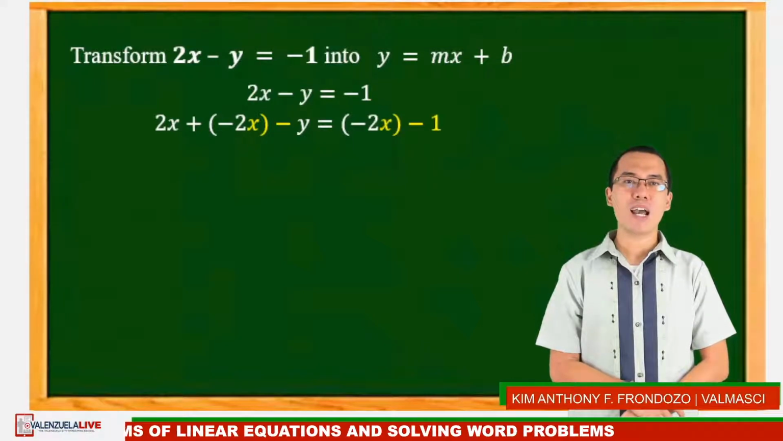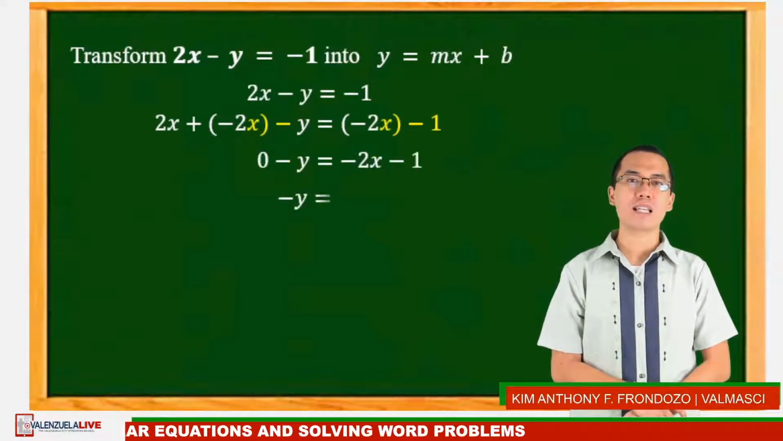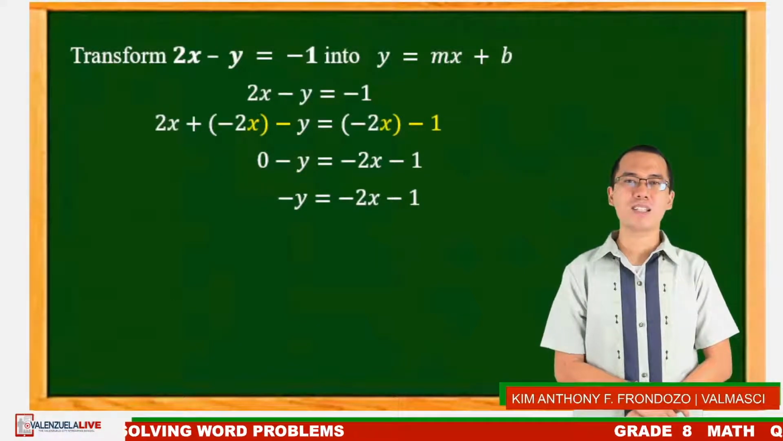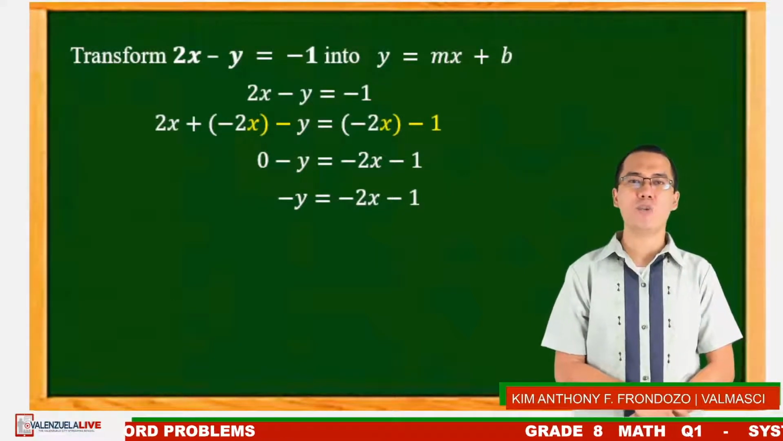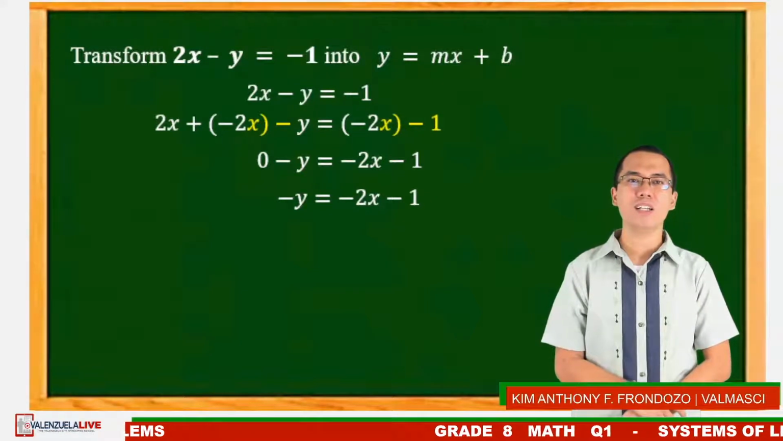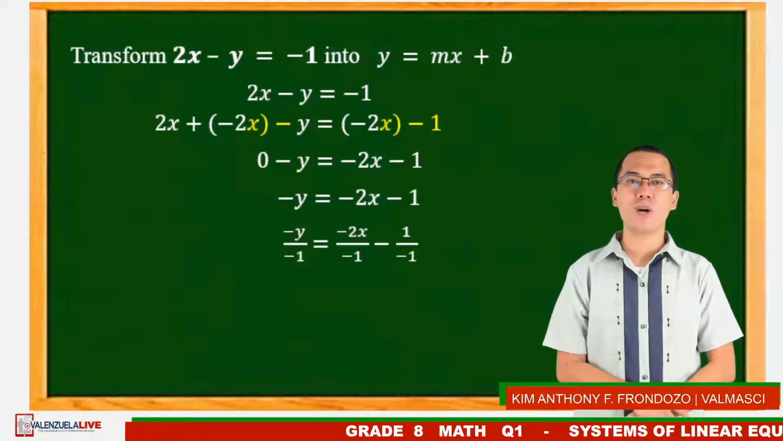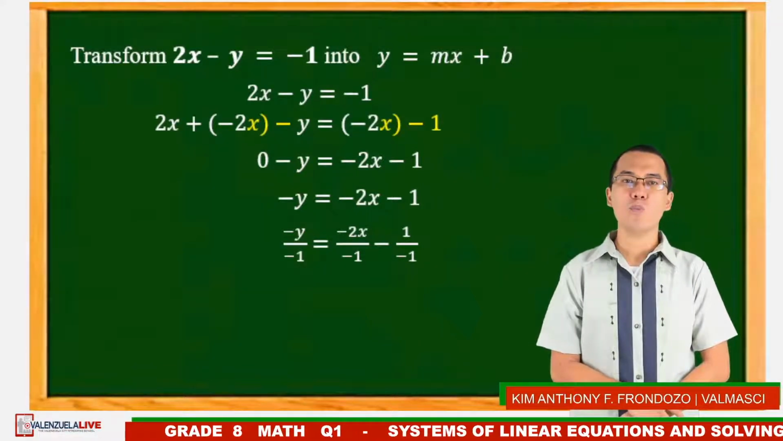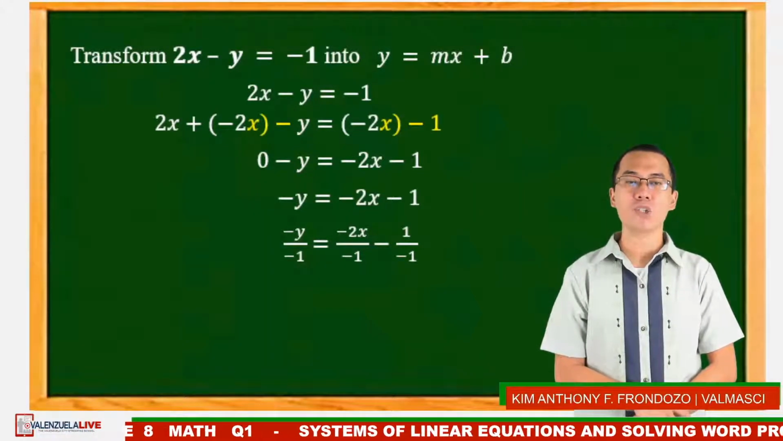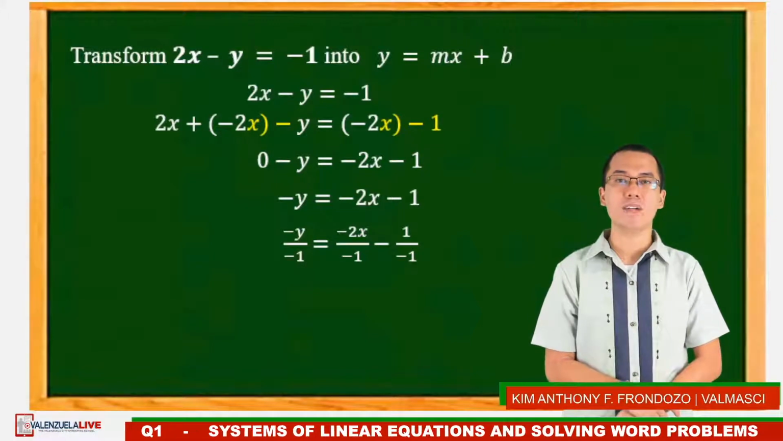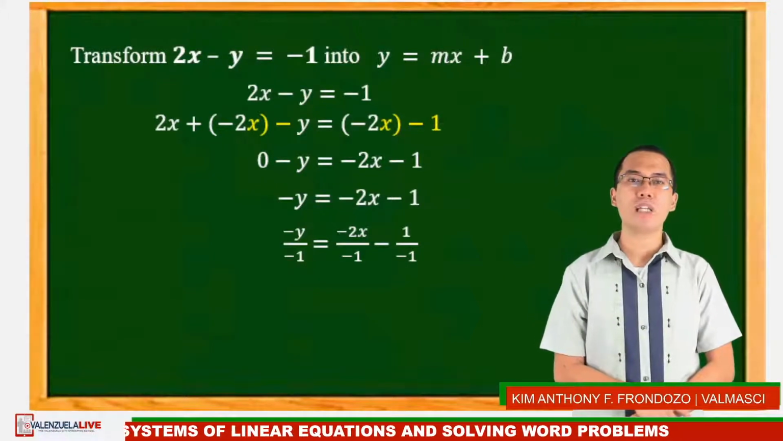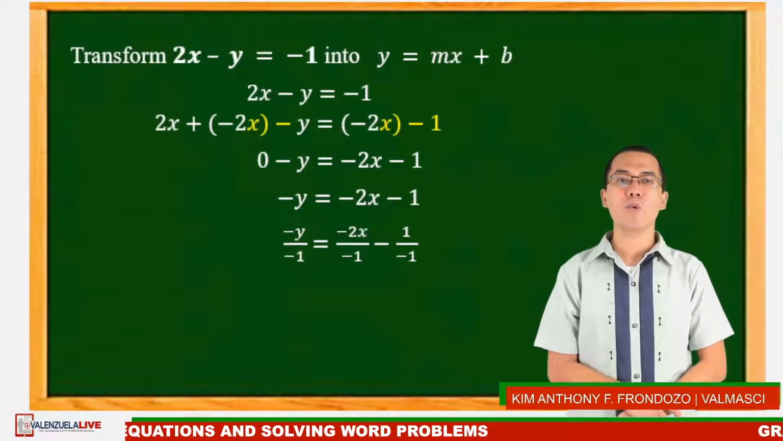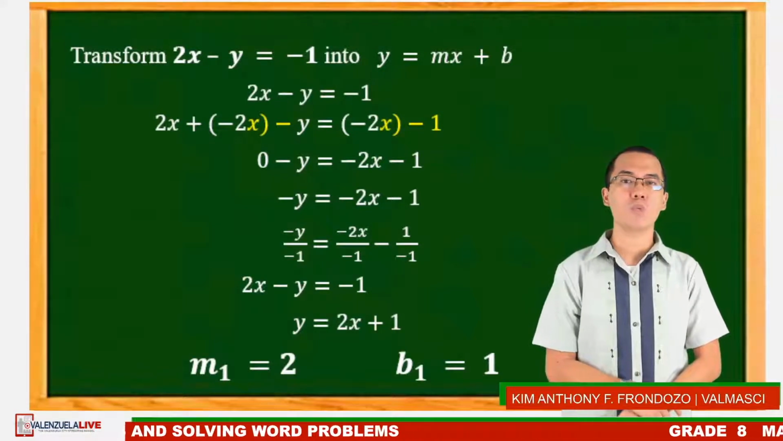Then adding both sides of the equation negative 2x, by addition property of equality, we'll have 2x plus negative 2x minus y equals negative 2x minus 1. So we'll have 0 minus y equals negative 2x minus 1. So we'll have negative y equals negative 2x minus 1. Since y is positive in the slope-intercept form, we divide both sides of the equation by negative 1. So we'll have y is equal to 2x plus 1.